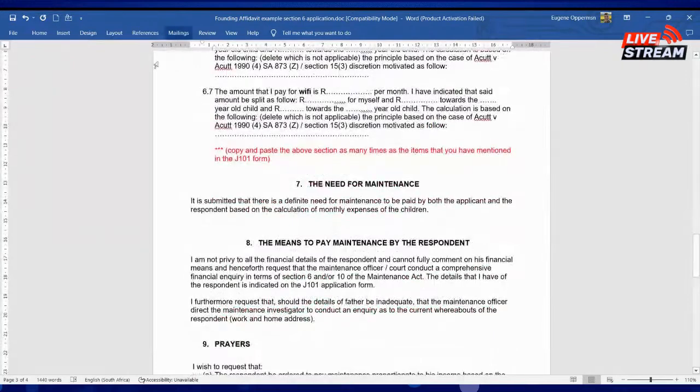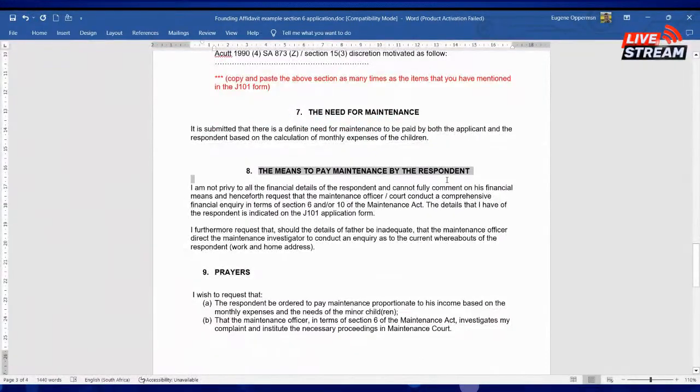If we continue with the affidavit, the need for maintenance, it is submitted that there's definitely a need therefore. Obviously, the means of the respondent, you would not necessarily have the salary slip or the pay amount that the respondent pays. So what I usually do, because that would be done during a Section 6 or a Section 10 inquiry, I would say in the affidavit, I would leave it at that. I'm not privy to all the financial details of the respondent and cannot fully comment thereon. But if you do have copies of his payslip, then you could add that in there as well. You could just change that to say, I'm not privy to full financial details, but I do have a payslip.